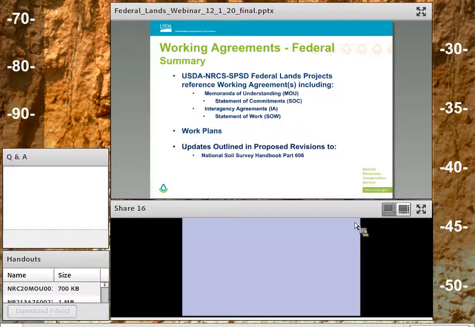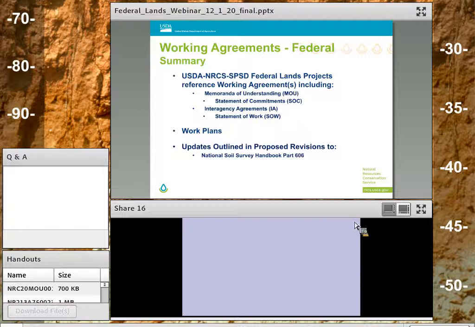So the bottom line is NRCS will reference working agreements whenever we're making a significant commitment to a field-oriented project on federal lands. And the main two working agreements on federal lands are national MOUs with our federal lands partners, which best support our work where there's no money exchanged, with the Statement of Commitment to note some project-specific details. And then we have the interagency agreements where our partners reimburse certain expenses and we negotiate on the statement of work, deliverables, budget, and timing.